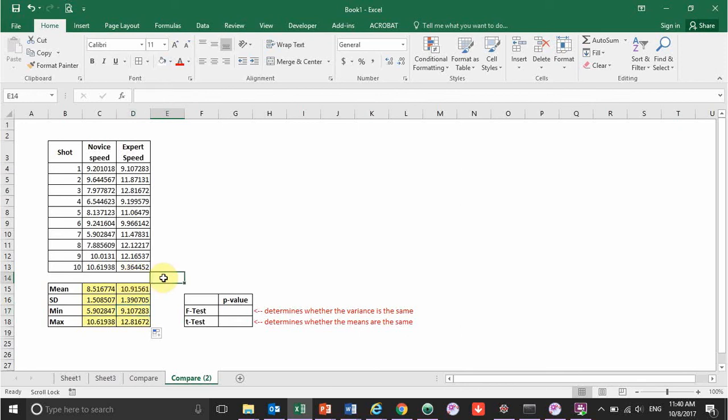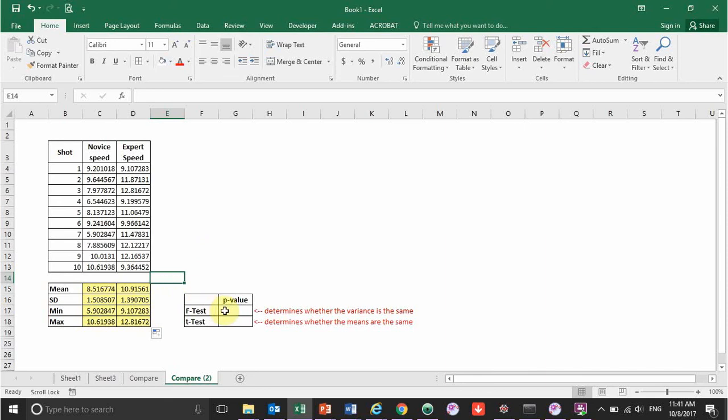So in order to get that information, right, I do two tests. One's an F test and one's a T test. The F test determines whether the variance is the same. So you can see here there's a certain amount of variation within each shot, right? Not each shot is 8.5. You can see there's a lot of variation between that. And the same thing here for the expert players. It's not every shot being 10.9. Some are 9, some are 11, some are closer to the mid 12s, so on and so forth, right?